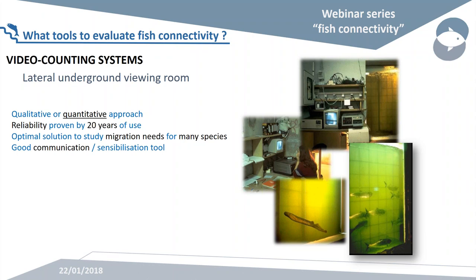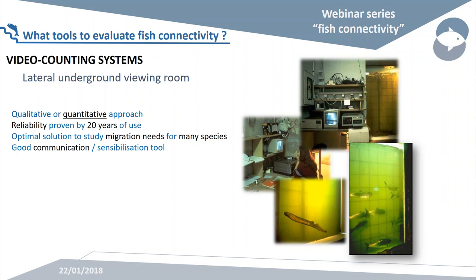It's a lateral window inside a fishway. And at the opposite side of the window, you have a camera and a computer. And you just record the fish passage on video. And after that, you have to identify which species it is. So it's a semi-automatic system. But this is a really interesting tool for quantitative approach.